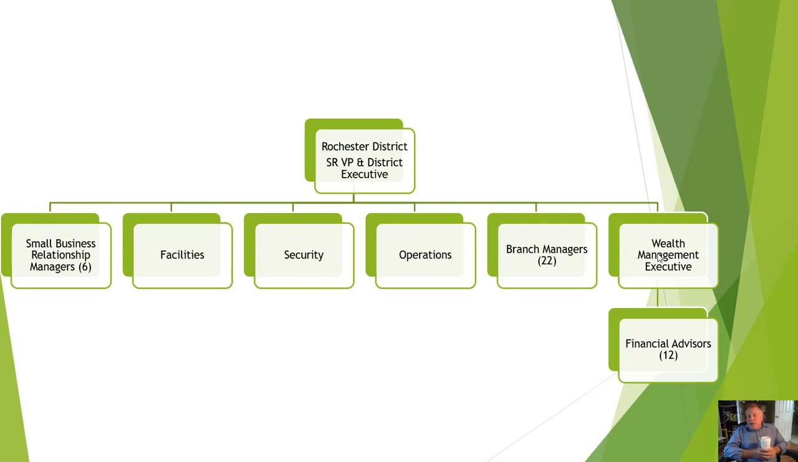Here is my last organizational chart that I had. I'm Senior Vice President, District Executive for Rochester. I reported to an Executive Vice President who was responsible for retail banking. And on mine, if you start from the far side, I had 6 small business relationship managers. I had a facilities department, security, operations, branch managers, a wealth management executive, and they had 12 financial advisors. So while each of these branch managers had a team, and we could break this down and go further, I had a pretty big span of control.